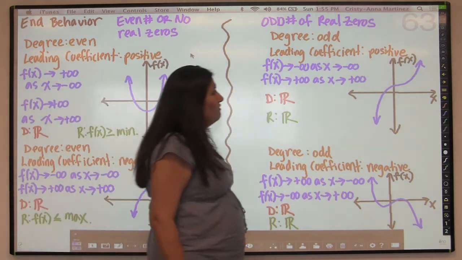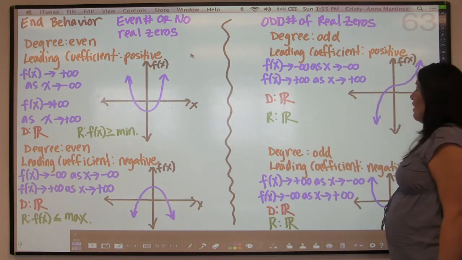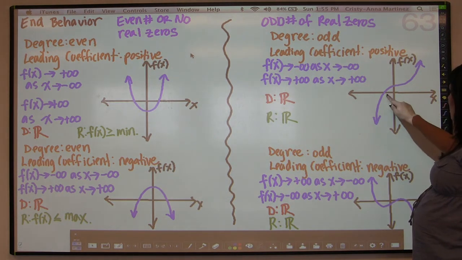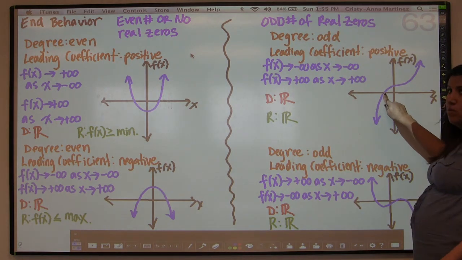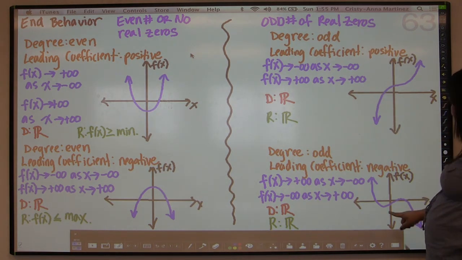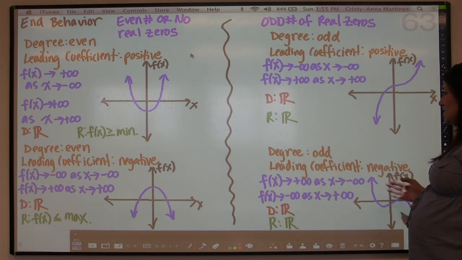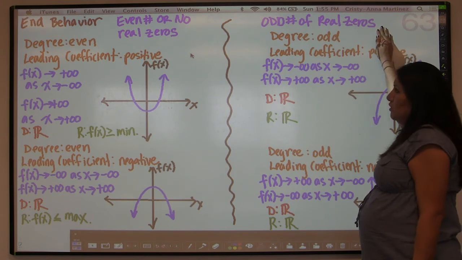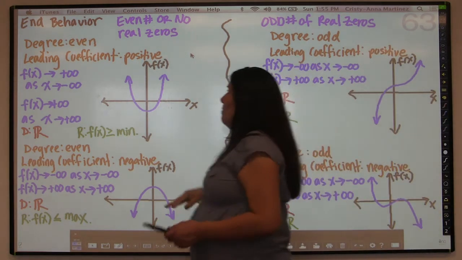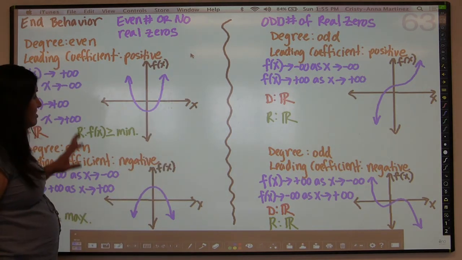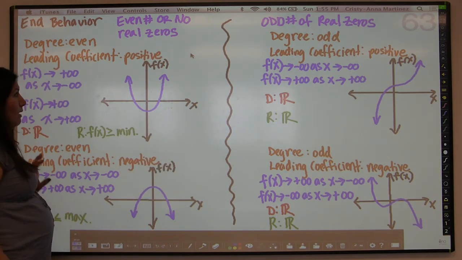In the case of odd functions, these 2 cases here, you're always going to have an odd number of real zeros. Like in this case, you have 1 x-intercept, so you have 1 real zero. In this case, you can see that it's crossing here, here, and here. So that's 3 zeros. And again, that would make sense because it's an odd degree polynomial. So they're always going to have an odd number of real zeros if they're an odd degree polynomial. And they're always going to have an even number of real zeros or no zeros at all if it's an even degree polynomial. All right, enough about that.